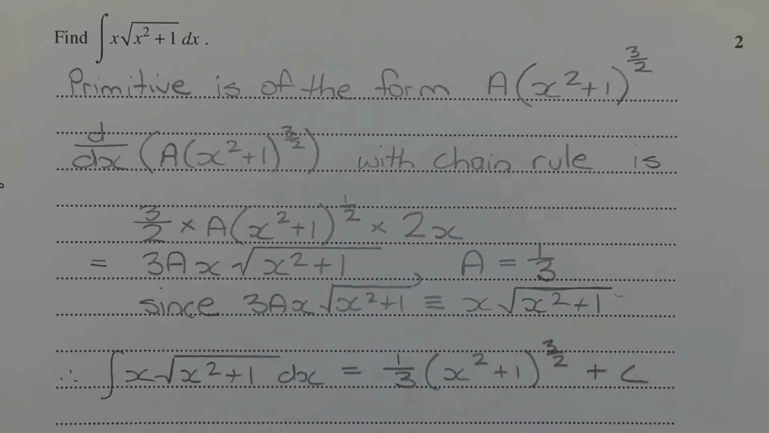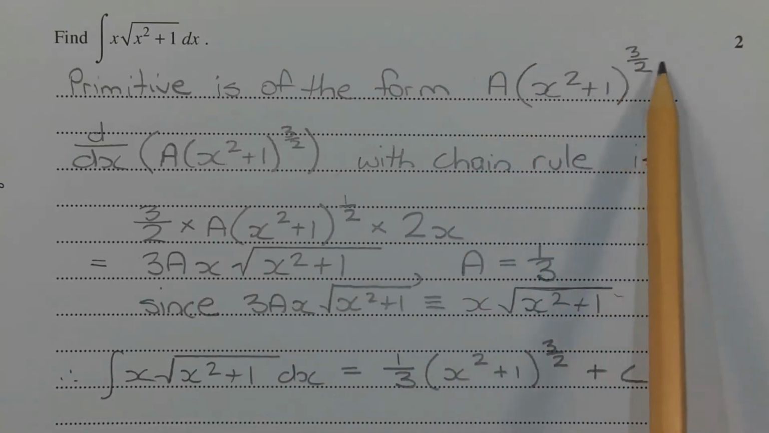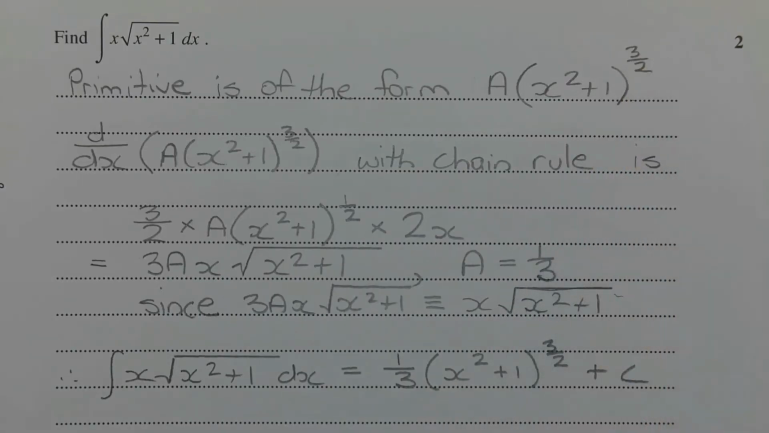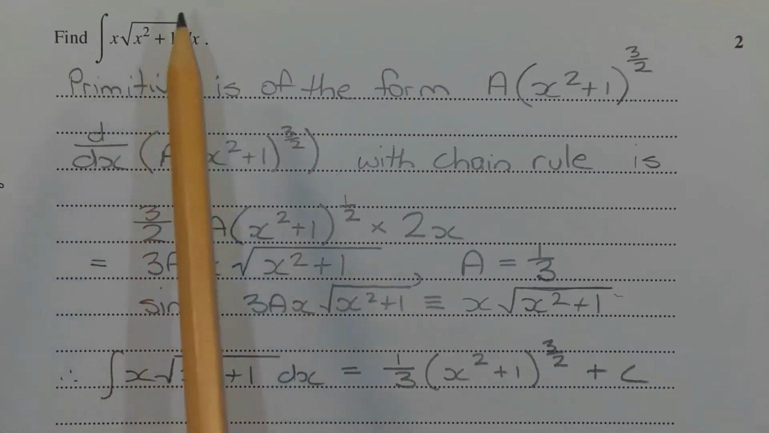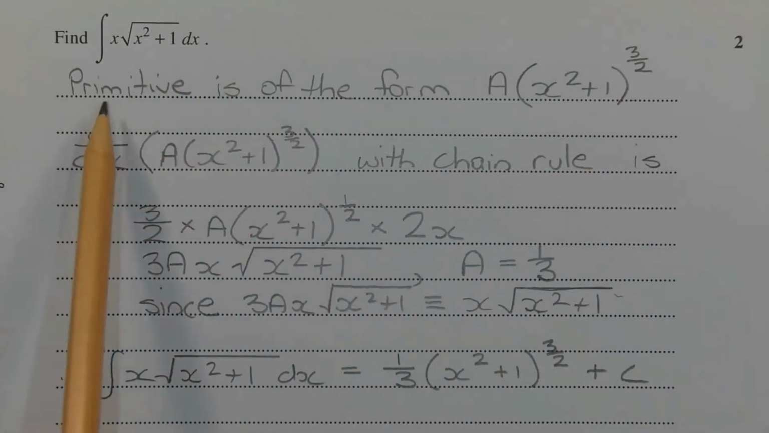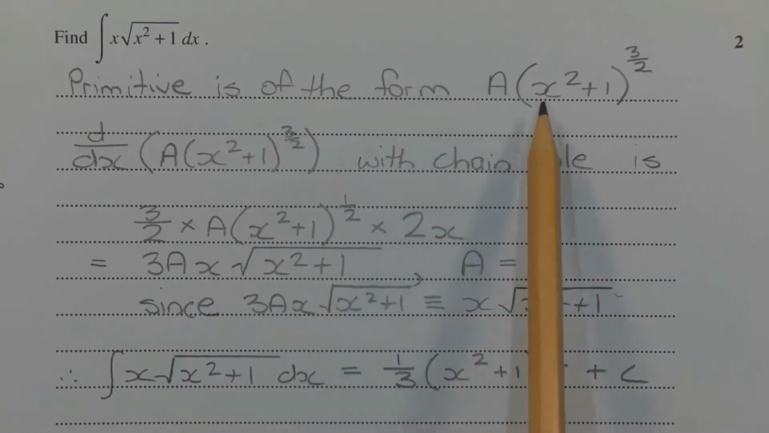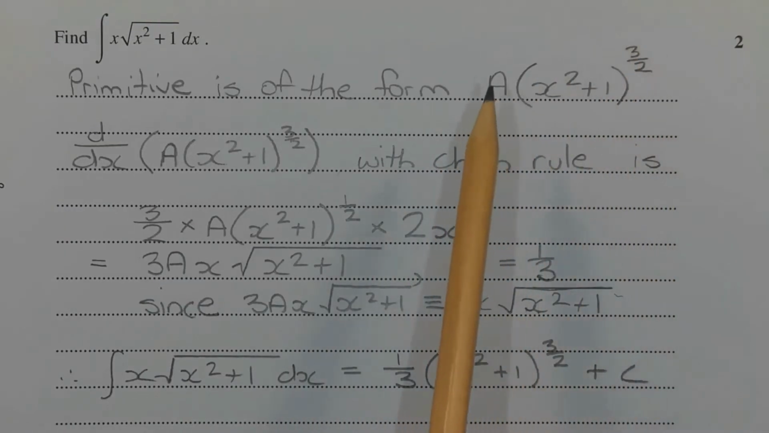Now if we differentiate this function, the power is reduced by 1, so it becomes 1 over 2 or 1/2. And that's where this square root comes from. So I'm going to go with this. By inspection, the primitive is of the form a (x² + 1)^(3/2), and we want to find the value of a.